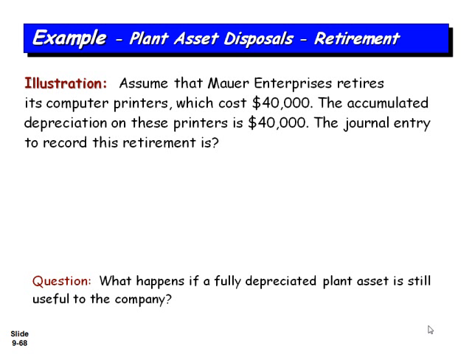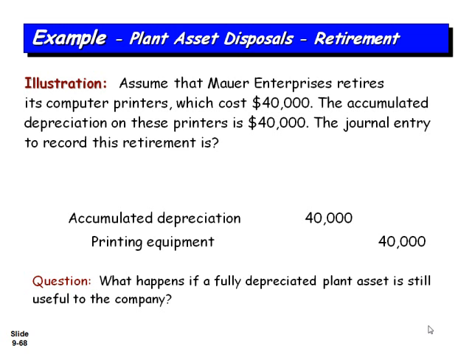Now, a couple things we're assuming here is these printers had a salvage value of 0. So when this asset is fully depreciated, it has a 0 book value. So the only accounts we need to worry about are the accumulated depreciation, $40,000, and the equipment, $40,000. And you can see here that they've actually named an asset account printing equipment. That's not really necessary. You can just call that equipment for simplicity.